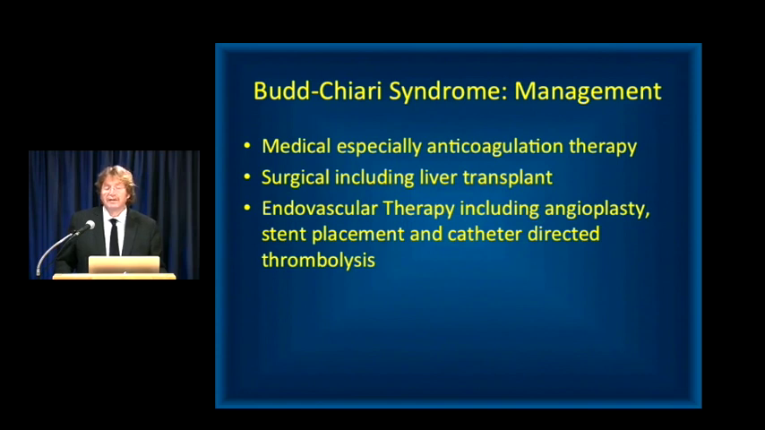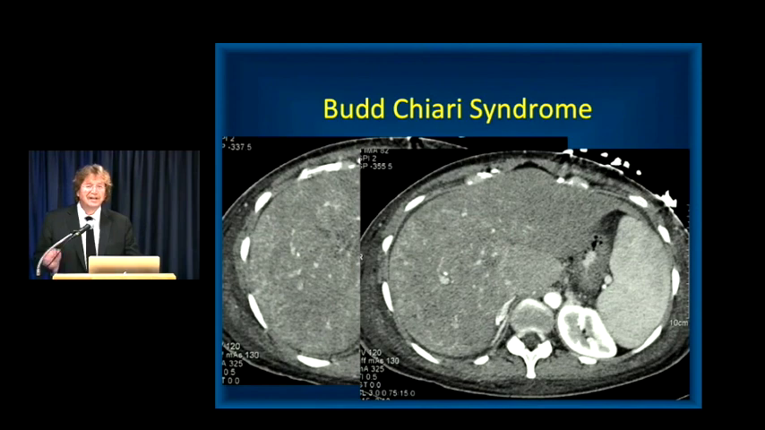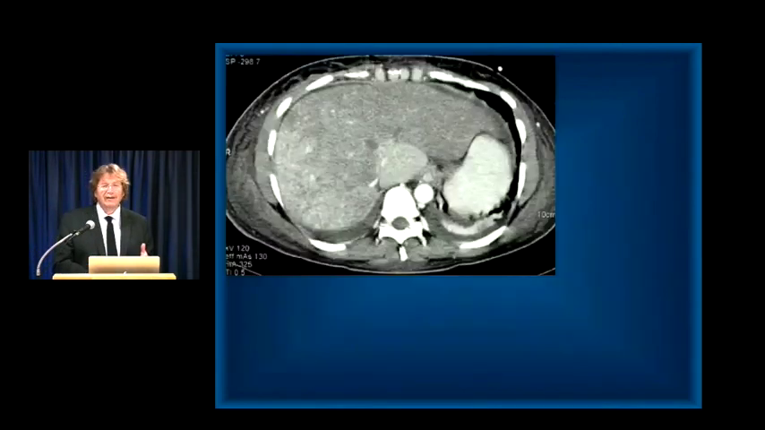Endovascular therapy has become of greater interest. Angioplasty, stent placement, and catheter-directed thrombolysis are all things that are being done. And again, the goal is to avoid a liver transplant. A couple examples. Look at this Budd-Chiari, really patchy enhancement of the liver. It's not really kind of geographic. It's kind of a mottled appearance.